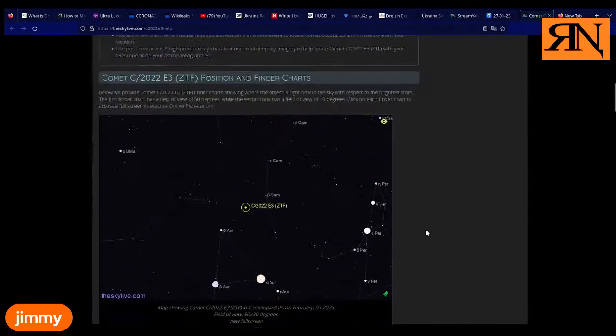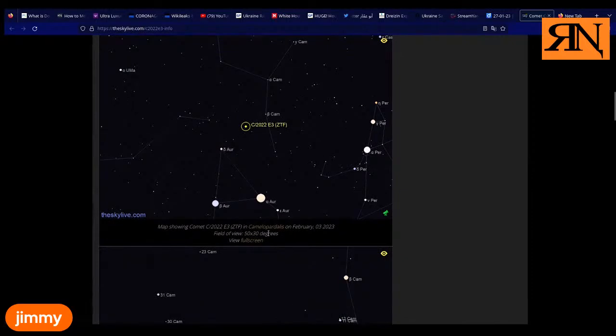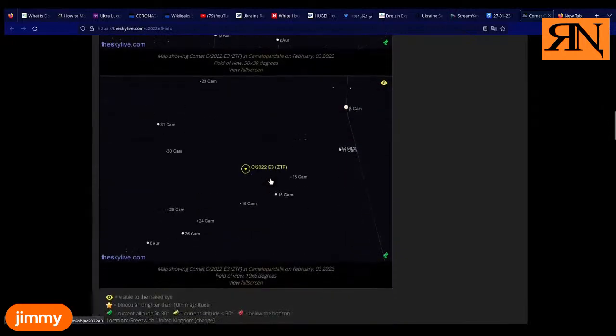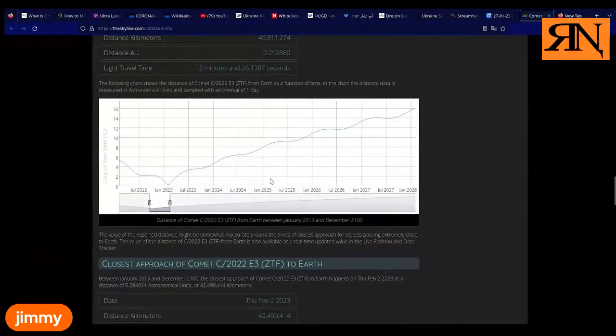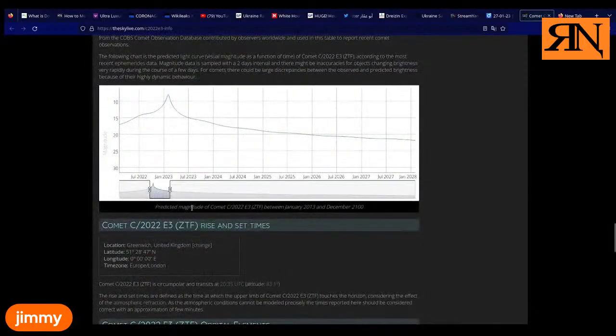I'm not sure if this is going to make any sense to me. This is its current position. I think that's Ursa Major up there. Map showing... oh yeah, it's in Camelopardalis. I'm not familiar with that particular constellation, Camelopardalis. So obviously it's moving down fairly quickly. This is the current distance. I think we've moved on from there. It's fairly close. It's at its closest point right now.